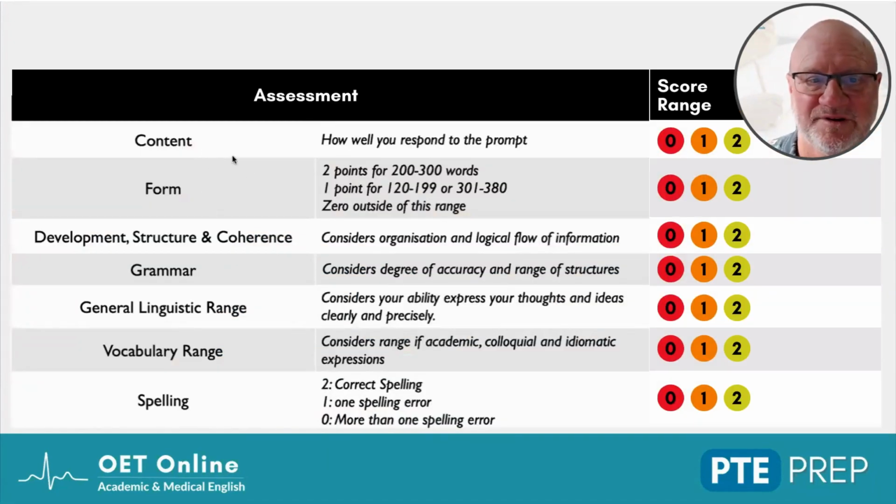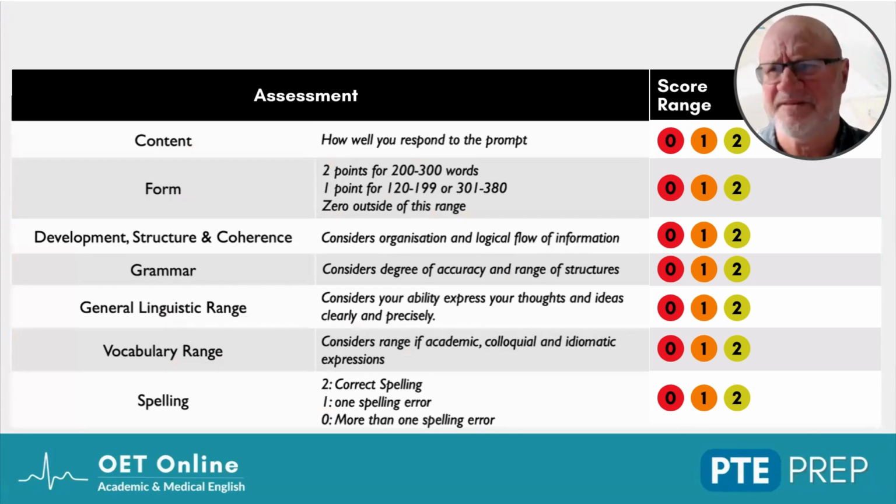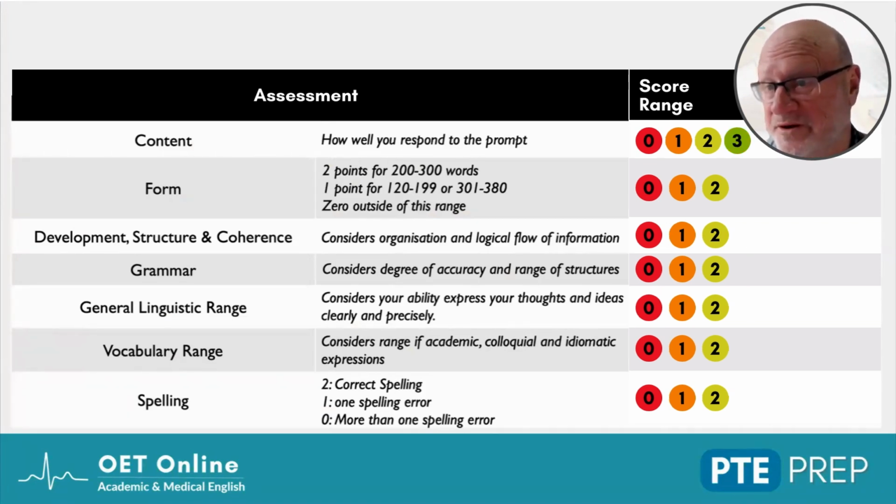So how are you assessed? Well, content is assessed. How well you respond to the prompt. So the computer algorithm will know if you're writing on topic or not. How do they do it? Well, they've analyzed thousands and thousands and thousands of prompts, so they know what good content is, and they can apply that algorithm. That's AI for you. Score range 0 to 3.